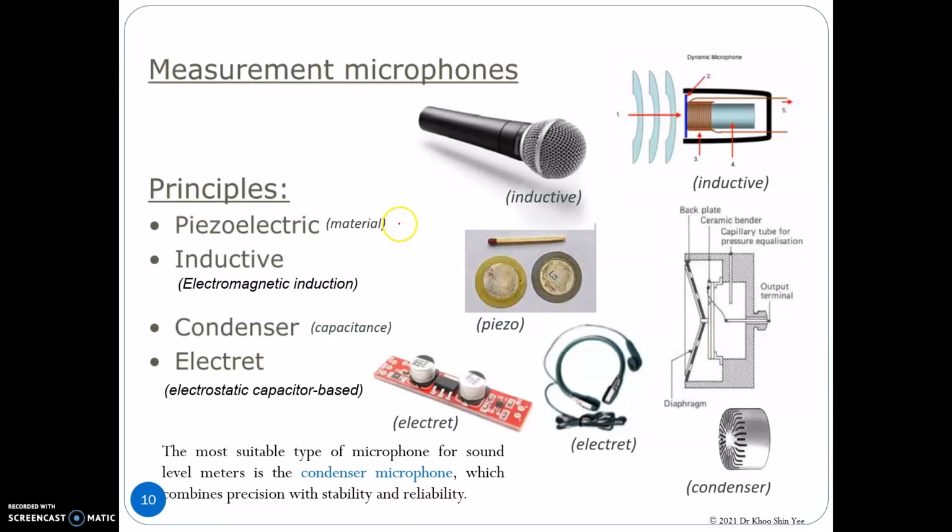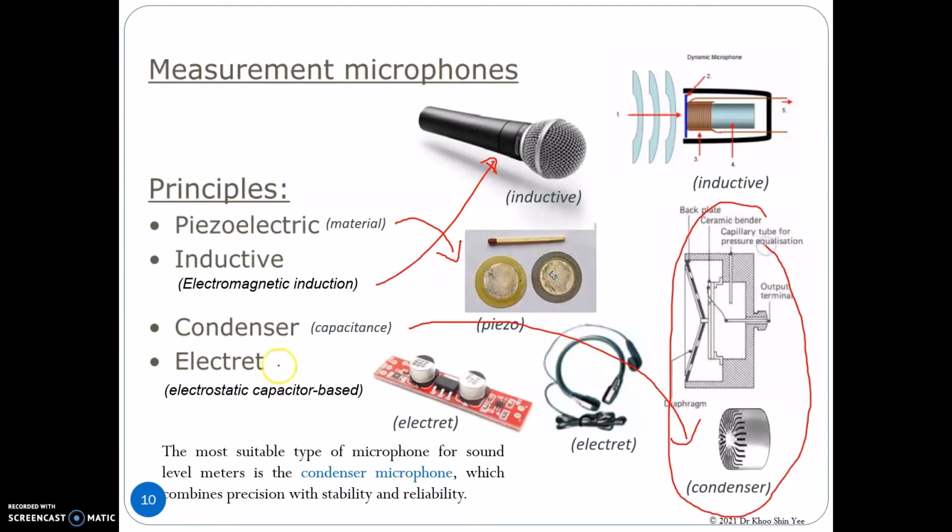Microphones can be made based on the piezoelectric principle, inductive principle, condenser principle, as well as the electric principle. The most stable type of microphone for the sound level meter is the condenser microphone. This is because it has good precision with good stability and reliability.